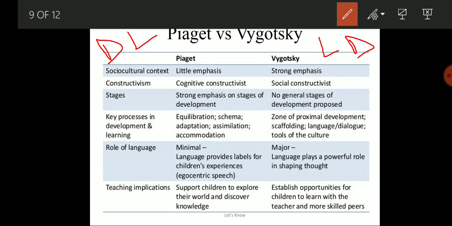Teaching implications, here you see: support children to explore their world and discover knowledge. Yes, Piaget says students need to explore the world and discover knowledge in their own way, whereas Vygotsky says what? Establish opportunities for children to learn with the teachers and more skilled peers. Here some guidance is needed, some interaction is to be done so that he can acquire knowledge. Okay, next.